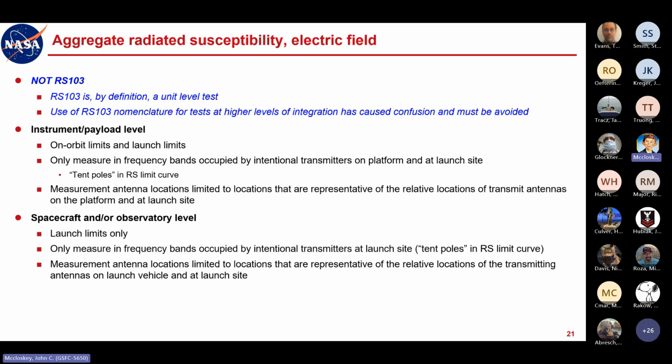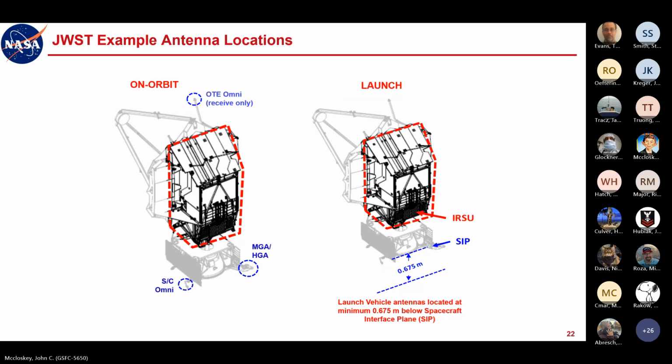And then again, measurement locations that are representative of the relative locations of the transmitting antennas on the launch vehicle and at the launch site. And then same statement applies there. You should know at least generally where they are in the launch site and at the launch vehicle with respect to your equipment. The launch site may be a little harder to pin down.